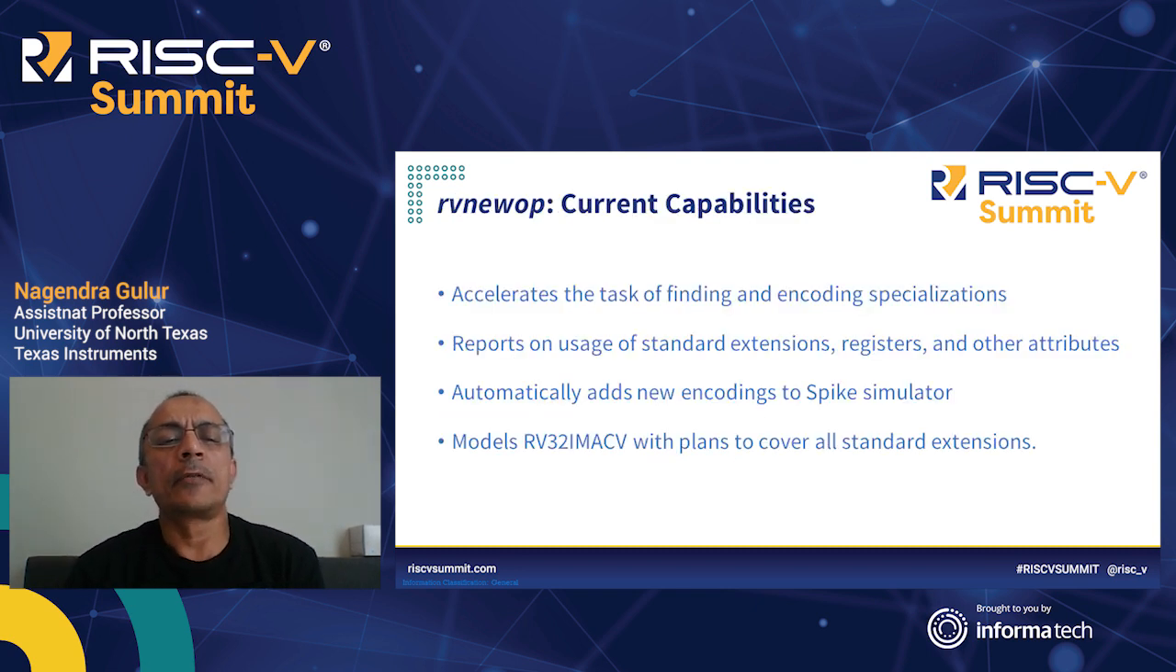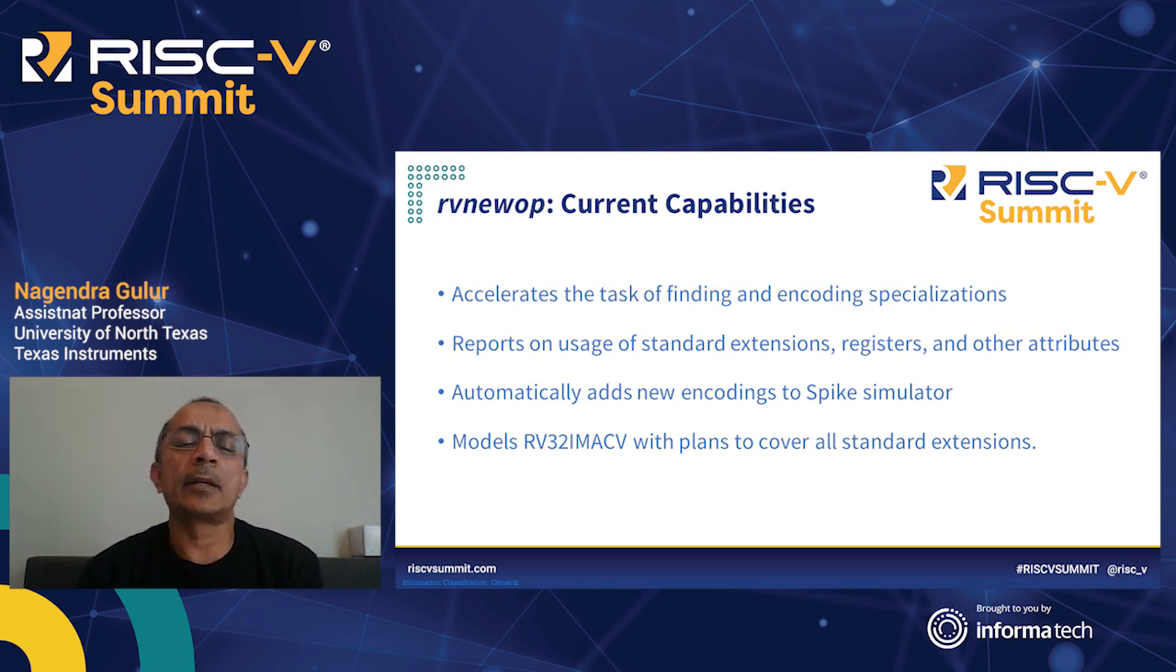The current capabilities of rvnewop, essentially, it accelerates the task of finding as well as encoding specializations. It not only finds patterns of compute that could be collapsed to form new instructions, but it also goes ahead and encodes these new instructions in one of the custom opcode spaces that we looked at a couple of minutes ago. It also, as a byproduct, reports on usage of standard extensions, registers used, instructions used or not used, and other attributes. So it gives you a feel for whether the extensions are proving to be useful for the kind of code that you're looking at or not. So it's just some quick feedback on the side.